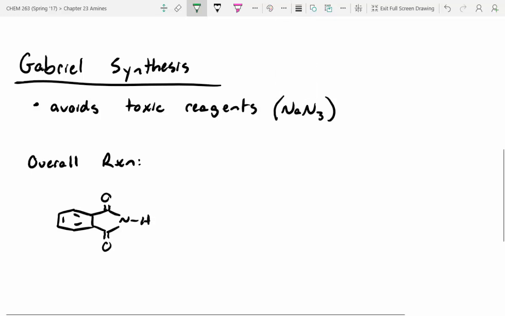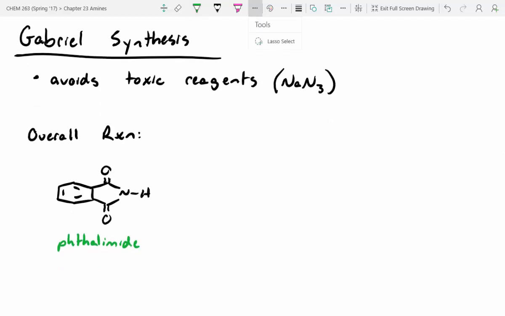This is referred to as phthalimide. It's commercially available, very cheap. You can buy big bottles of it, no problem. It won't kill you. And then the first thing you're going to do is you're going to treat this with a base, usually sodium hydroxide or potassium hydroxide. Then you're going to treat it with some sort of alkyl halide.